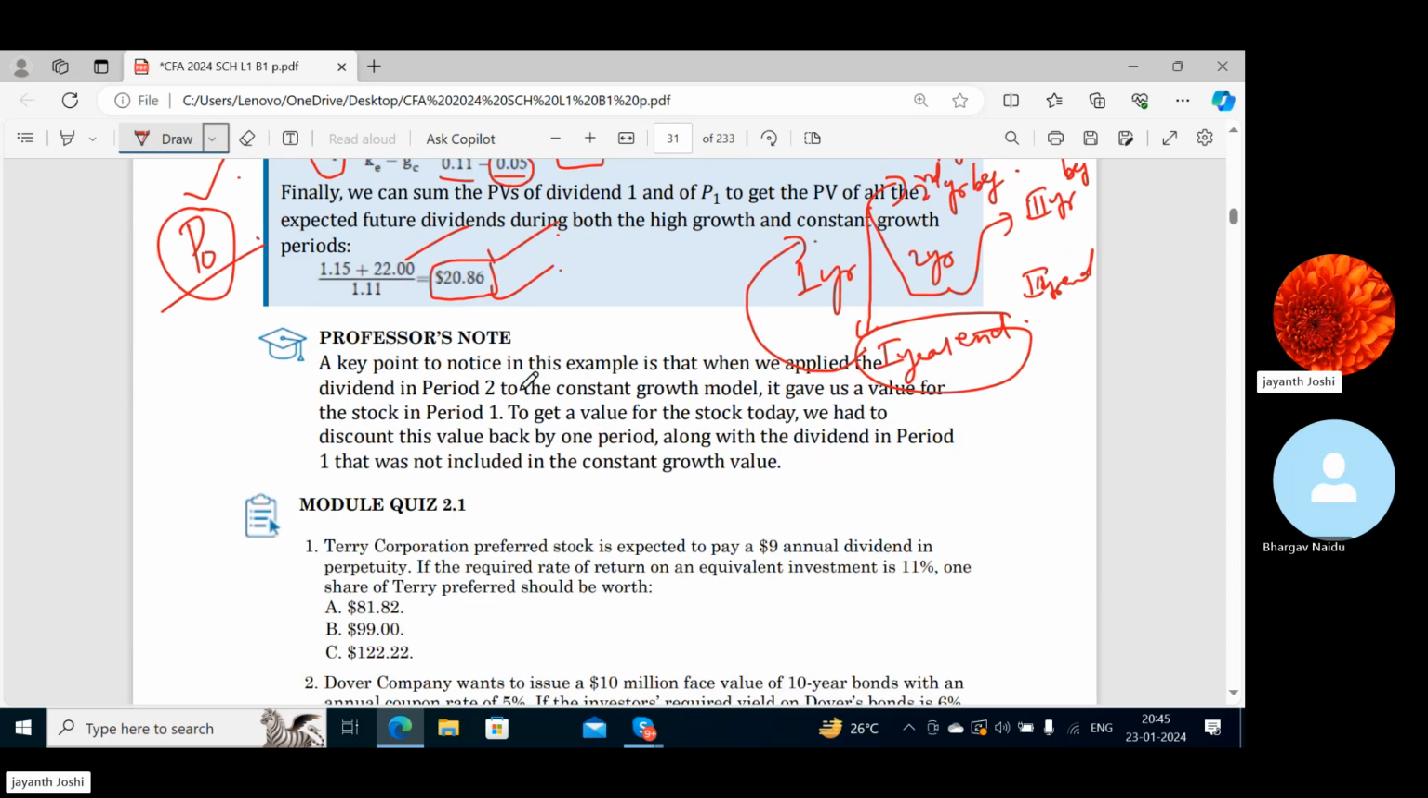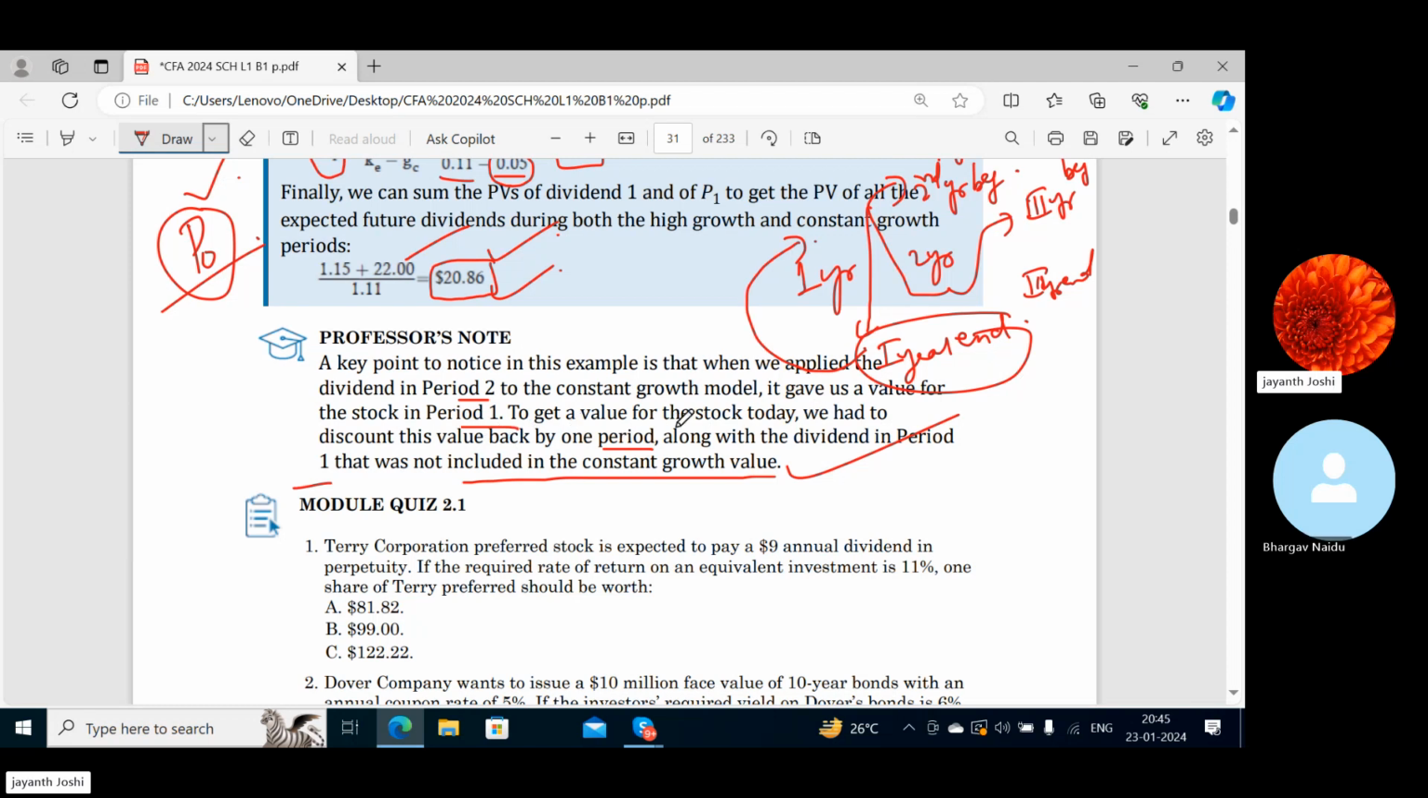So they are saying a key point to notice in this example is that when we applied the dividend in period 2 to the constant growth model, it gave us a value for the stock in period 1. To get a value for the stock today, we have to discount this value back one period along with the dividend in period 1, that was not included in the constant growth value. Okay.